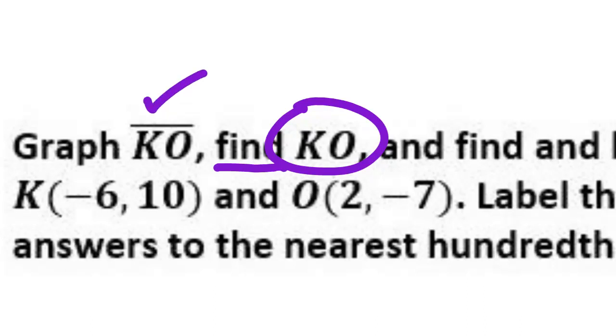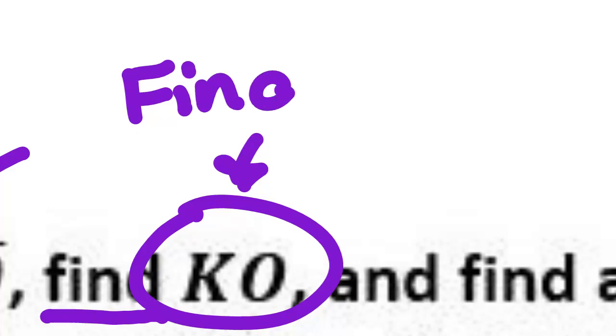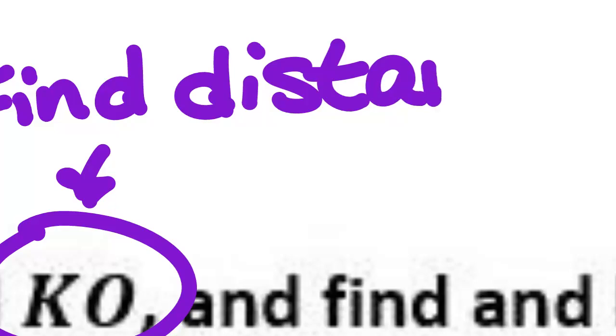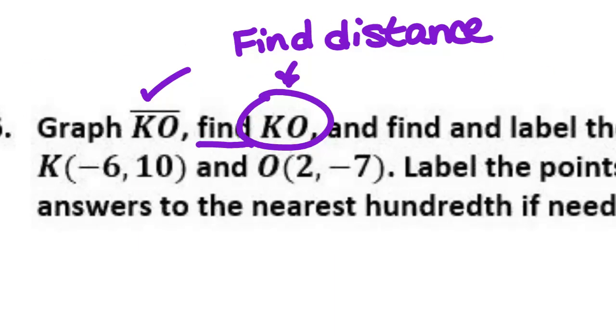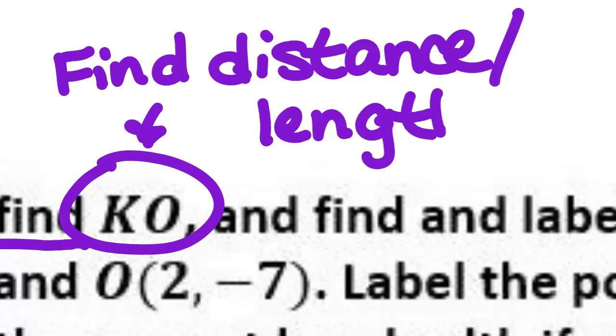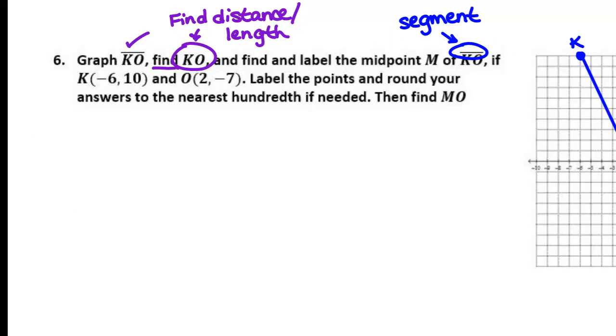But then it says find KO. What about the whole line segment? I'm looking for a word that starts with a D that we learned about last week. The distance. So find the distance or the length of segment KO. So that's the very first thing that they're asking me to do on this problem, is to find that distance.